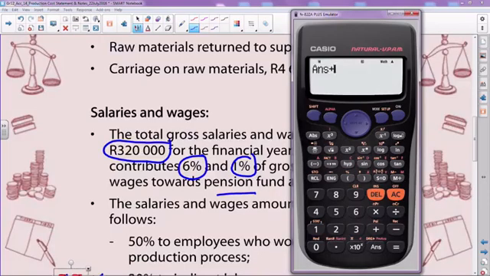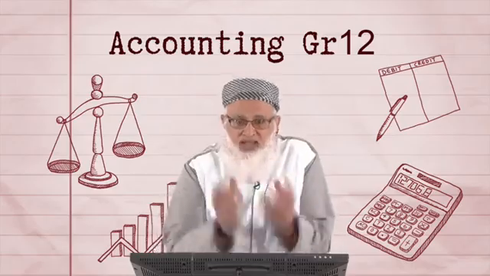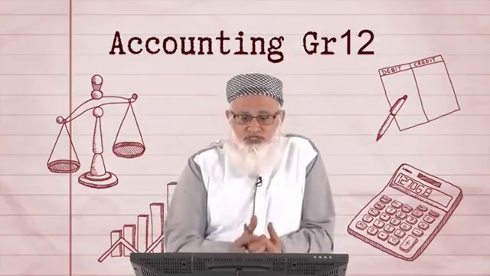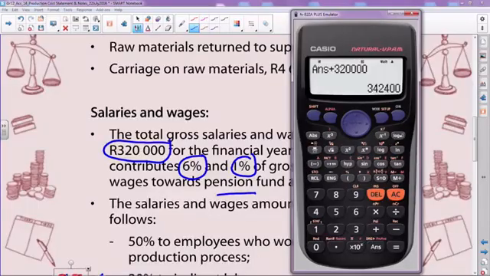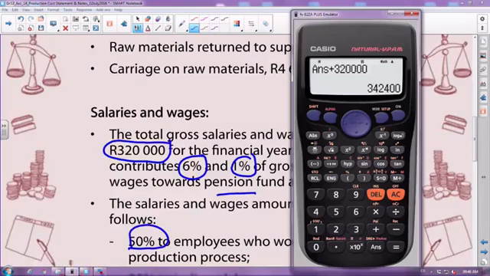Add the 22,400 to your 320,000, and it gives you a figure of 342,400. Okay, what have you done? Okay, let me explain what I've done. I've taken the employer's contribution, which was 6% and the 1%. I've added it to my gross salary. Why? Because employer's contribution would form part of my expense for salaries and wages. And that gave me a total of 342,400.